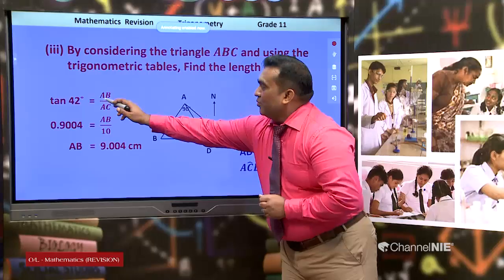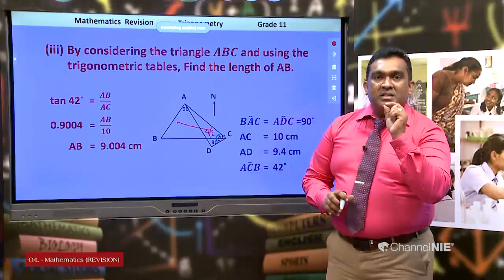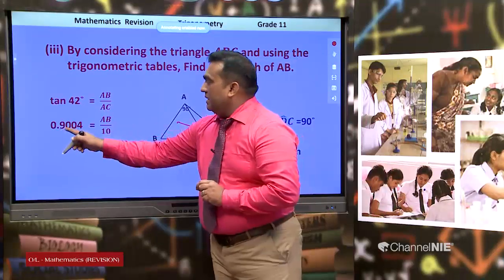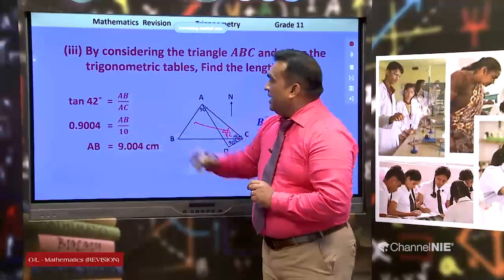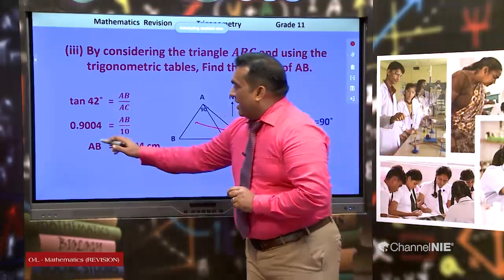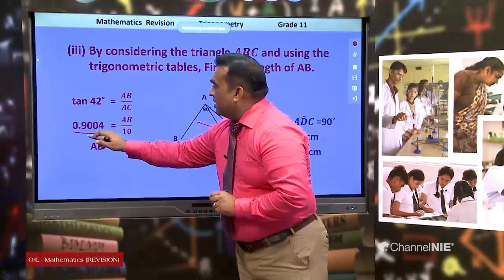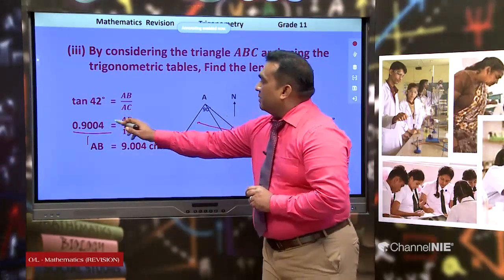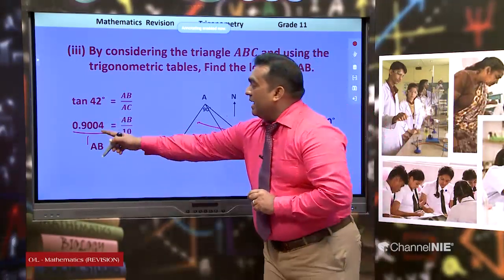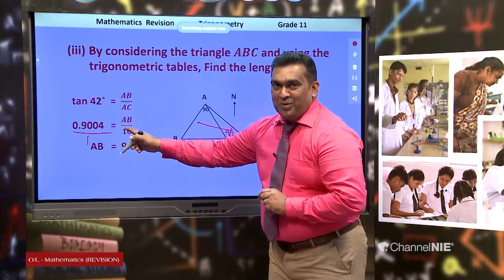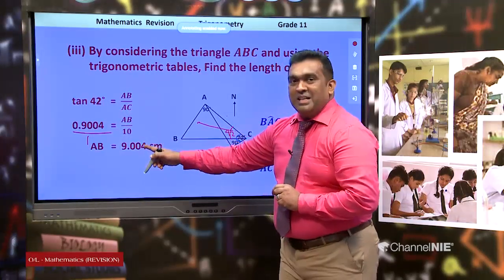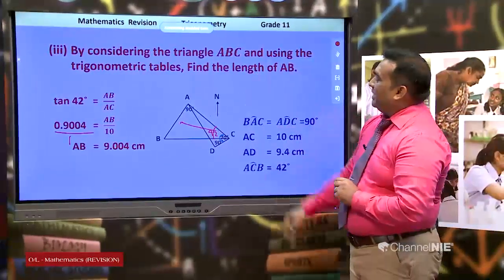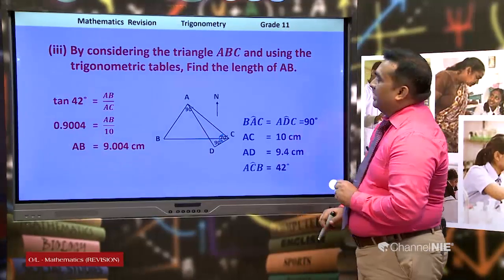Now tan 42 you can see from the natural tangents table, that is 0.9004. So AB over 10. Now you can do cross multiplication. AB multiplied by 1 is AB, and 10 multiplied by 0.9004 gives 9.004 centimeters. We wanted to find the length of AB, and we got it.